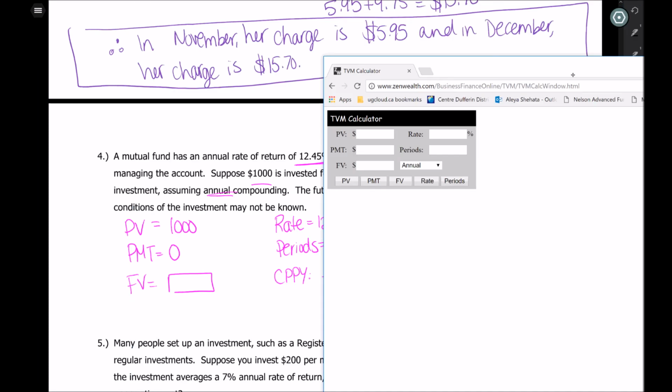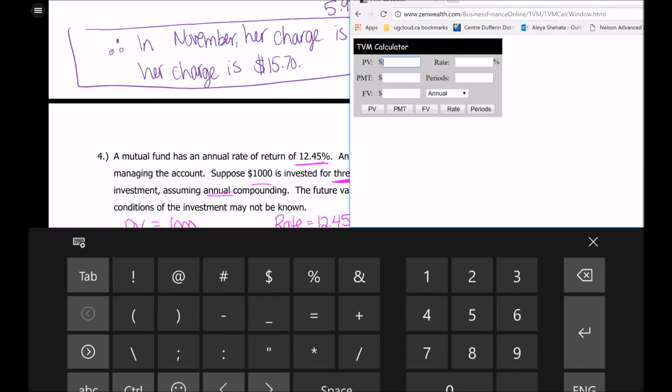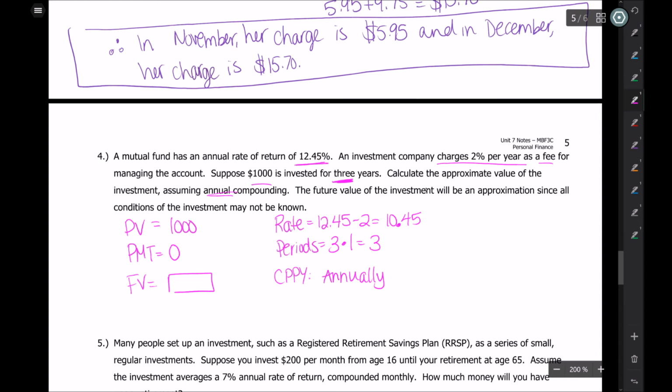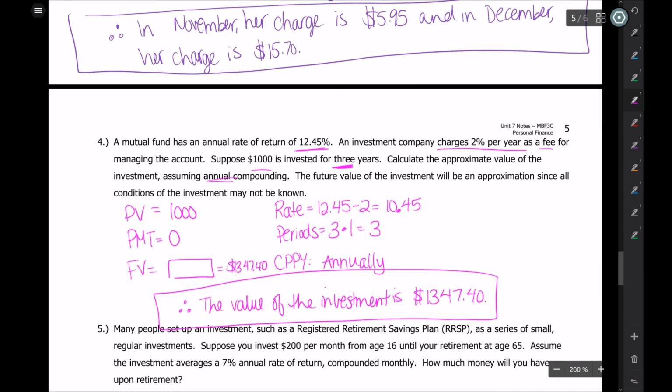So right here, I'm going to say our PV is 1,000. Our rate is 10.45%. PMT is 0. The number of periods right here is going to be 3. And it's annual, so we can keep this as annual. So I want to find the future value. So it's $1,347.40. So therefore, the value of the investment is $1,347.40, and we are done with question number 4.